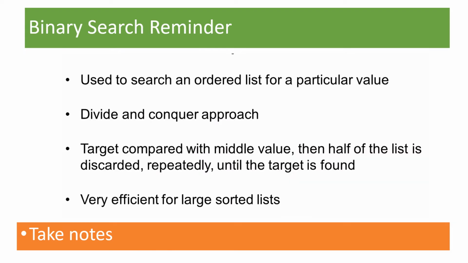Please look back at your notes on your A3 paper looking at the binary search section. Make sure you've included these details. They're used to search an ordered list for a certain value. They use divide and conquer. So that's halving the data each time and discarding that data. That means that each time the target is compared with the middle value. Half the list is discarded and it's repeated until the target is found. This is highly efficient for large sorted lists.